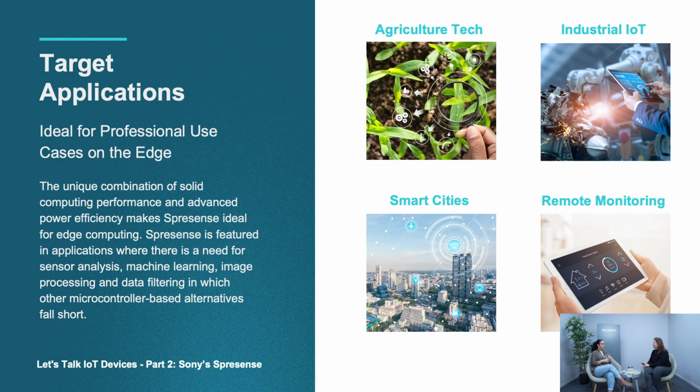So for applications where you need to do some machine learning, data filtering, sensor analysis, Spresense really shines. And we've seen it being used, for example, for smart cities, for remote monitoring, like we said before, industrial IoT, and many, many other applications.